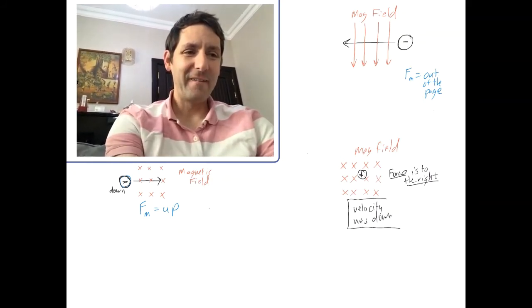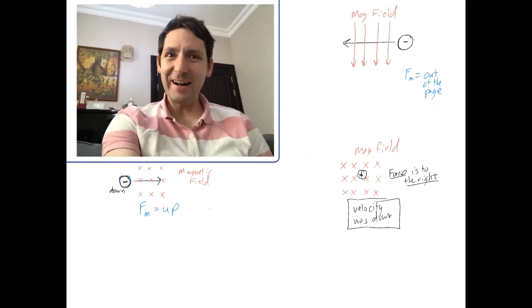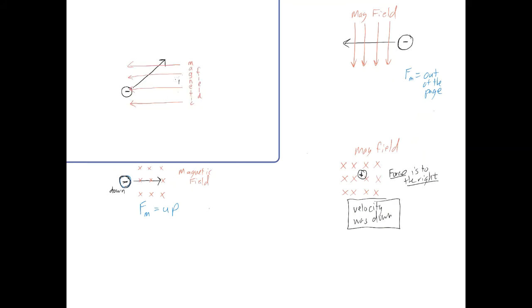All right? Pretty cool, huh? All right, let's check this one out now. What if I have a negative particle moving up at an angle to the magnetic field? All of the other ones were perpendicular, which made it a little bit easier. But what if it's moving up at an angle?